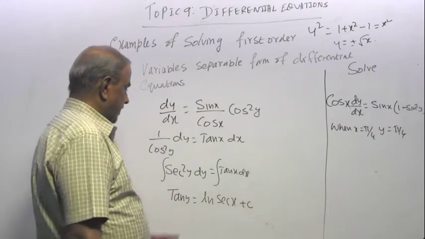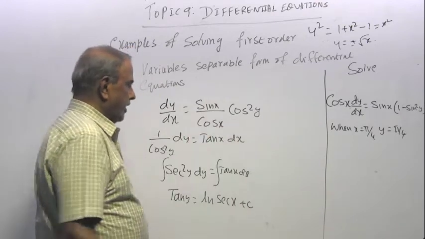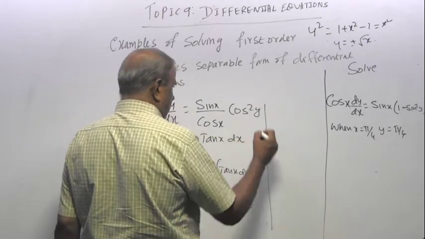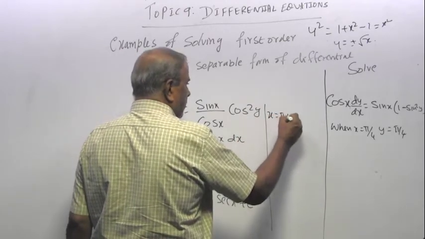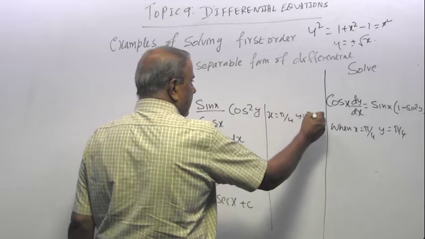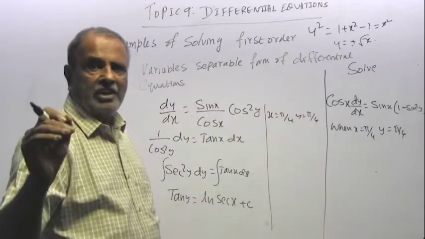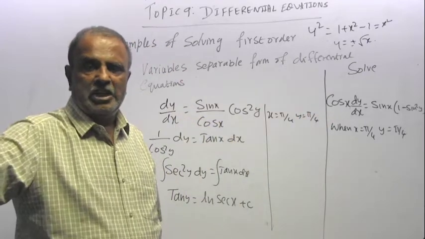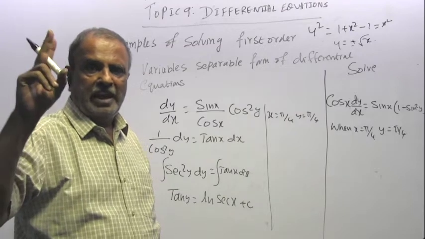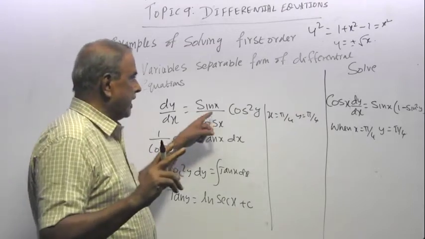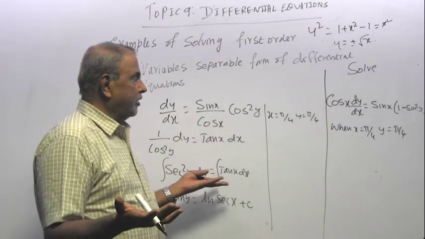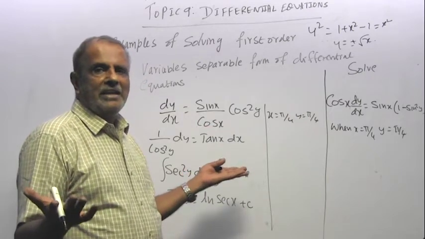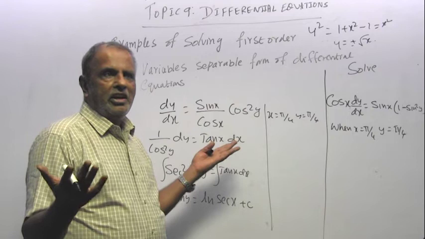Alright? X is pi over 4, y is pi over 4. Please don't put the initial values until you have finished the integration. Don't ever commit that mistake. If you put it in the beginning, you have a completely different differential equation, which is rubbish.